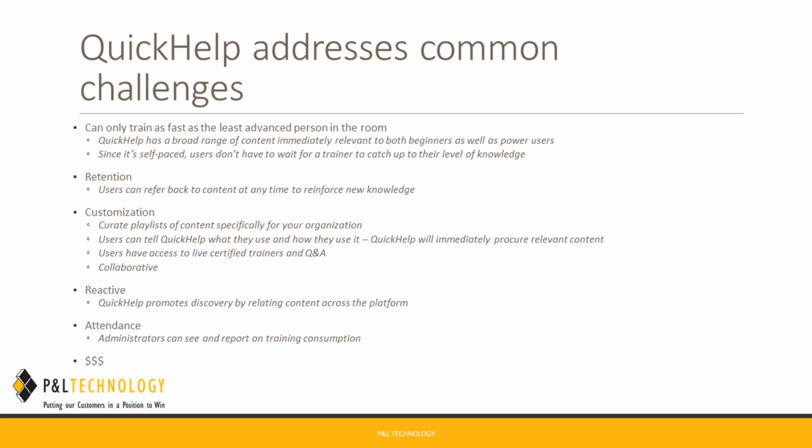The fourth challenge that we talked about with traditional training methods was that it can be kind of reactive, especially in the self-help arena if you're encouraging users to go that route. The problem there was that users maybe only seek out training for specific things once they need it. And so Quickhelp promotes discovery of related content across the platform because as soon as I've viewed a video, it's going to inform me of content that might be related or relevant to the video that I just watched.